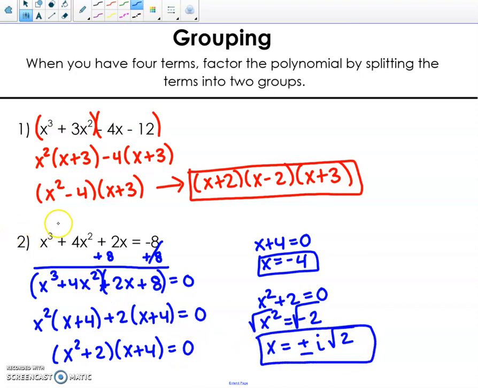So this should have, based off of the exponent, 3 solutions. We have 1 here, and this plus or minus counts as 2 solutions. So we have negative 4, positive i root 2, and negative i root 2.